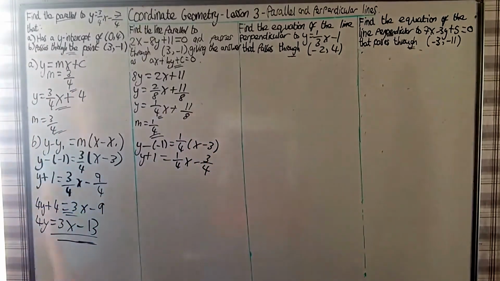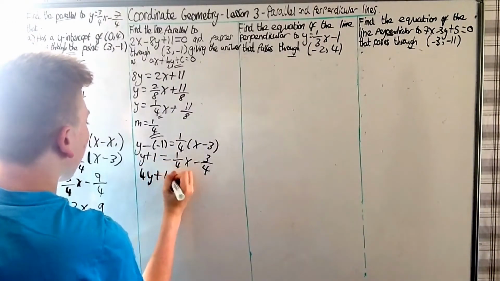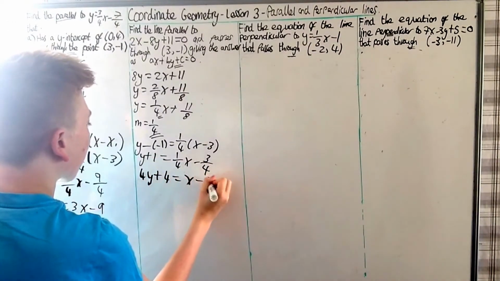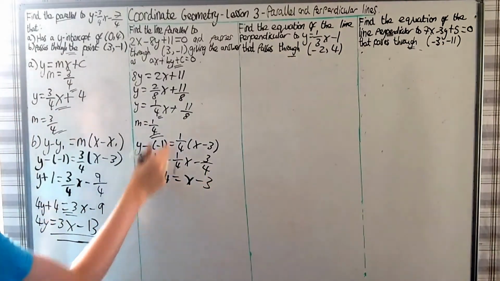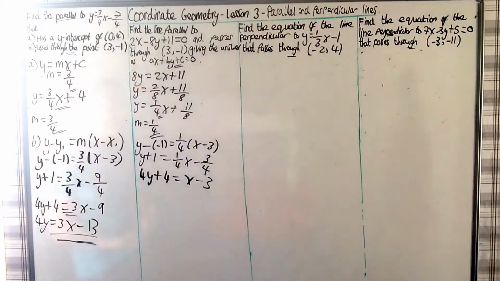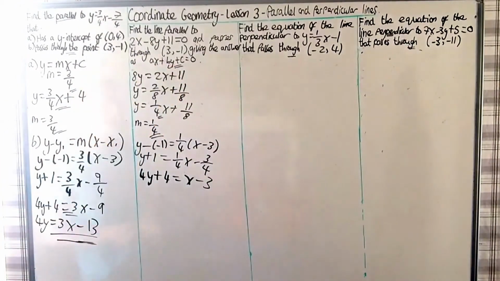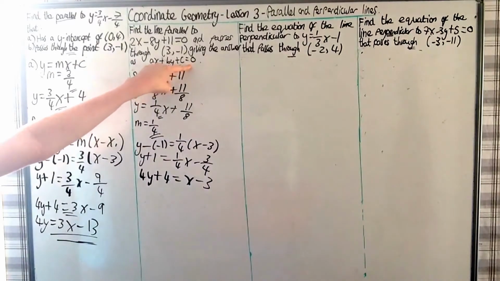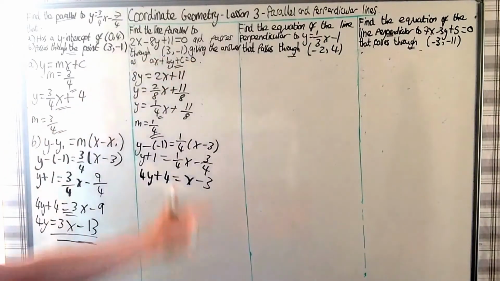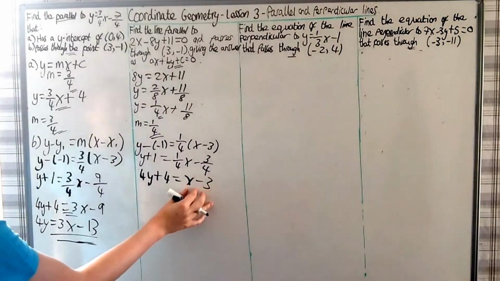Now we do the same thing here, multiply everything by 4. 4y plus 4 equals x minus 3. And we can simplify this to get it in this form. The x is at the front here. It doesn't really matter what order you put the terms in, but I'm going to do it in this form just in case. It's always worth doing it in the way the question tells you to exactly, so that you don't lose any marks. So let's leave the x in the front.